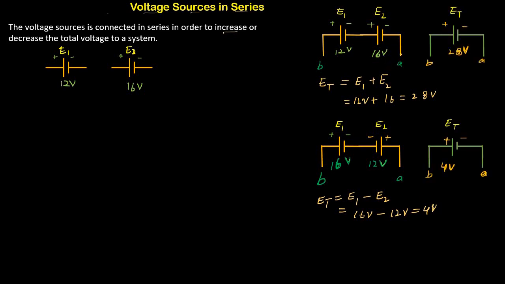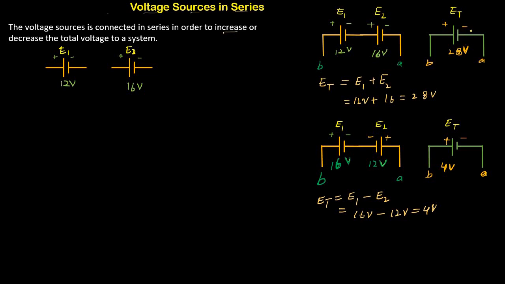Now we can represent these two sources E1 and E2 by a single voltage source between points A and B. The polarity of this equivalent voltage source is that the A terminal would be the negative terminal and the B terminal would be the positive, because if you look into this combination, the A terminal is more negative as compared to B, and the B terminal is more positive as compared to A.